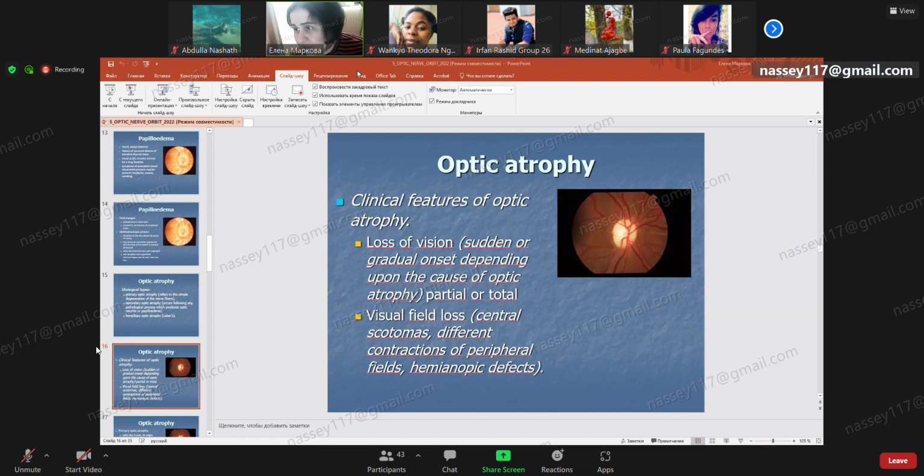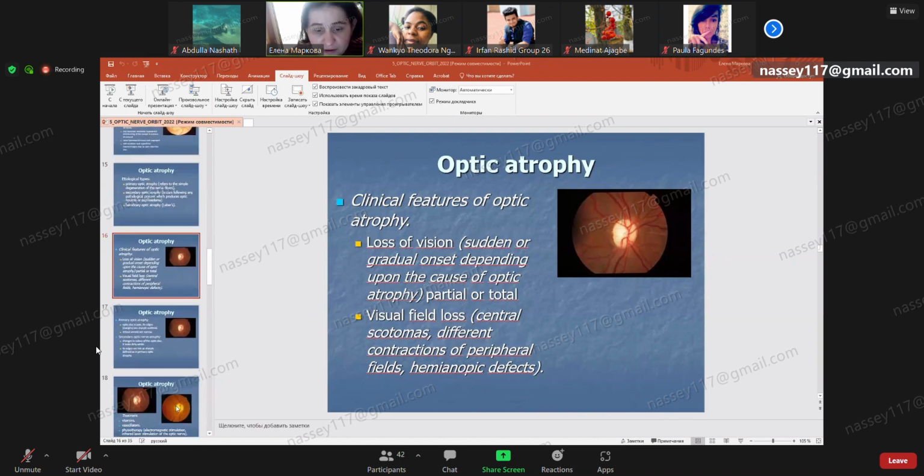How to differentiate primary and secondary optic atrophy? Primary optic atrophy is an individual pathology without previous inflammations or previous pathologies of the optic nerve. Secondary optic atrophy is a typical complication after previous pathologies such as papillitis, papilledema, and other inflammations of the optic nerve disc. So let's repeat. Optic atrophy may be primary and may be secondary.